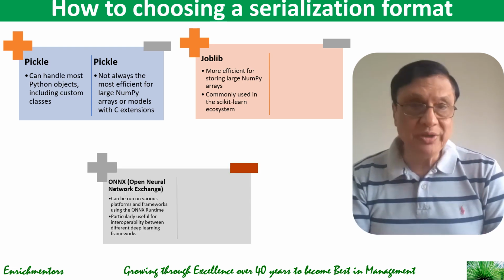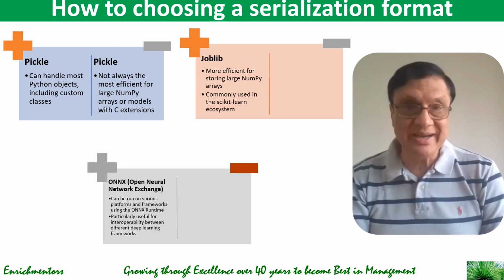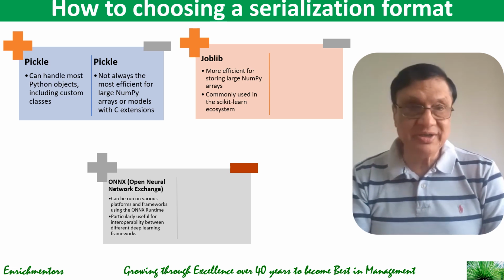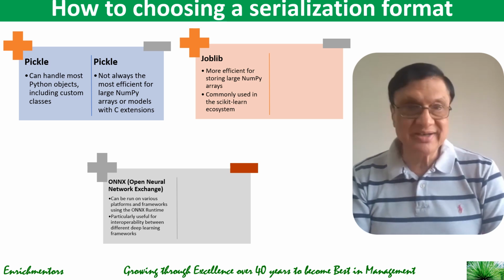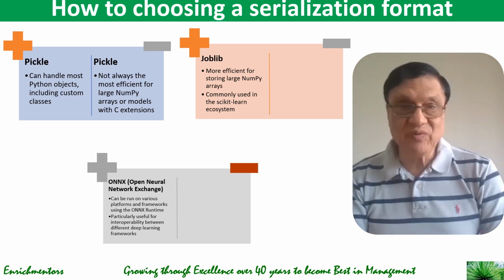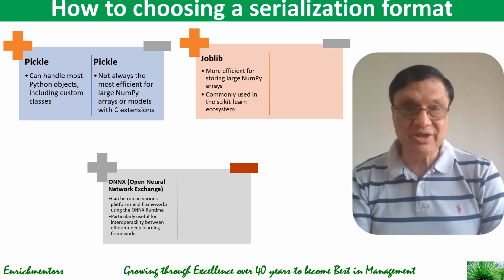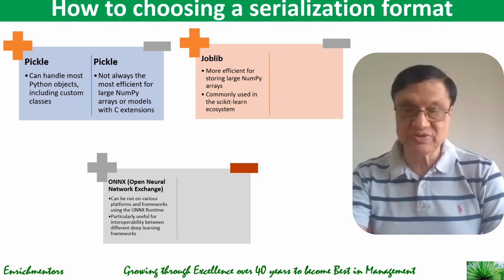Then the Open Neural Network Exchange, ONNX, is an open format for representing deep learning models. An ONNX model can be run on various platforms and frameworks using the ONNX runtime. ONNX is particularly useful for interoperability between different deep learning frameworks. Those are the pros and cons of each of these. When choosing a serialization format, consider factors such as compatibility with your production environment, performance, and interoperability with other systems or frameworks.